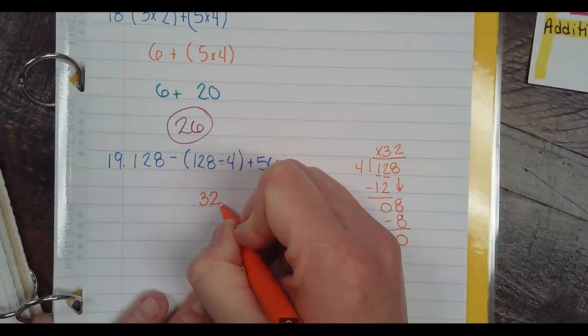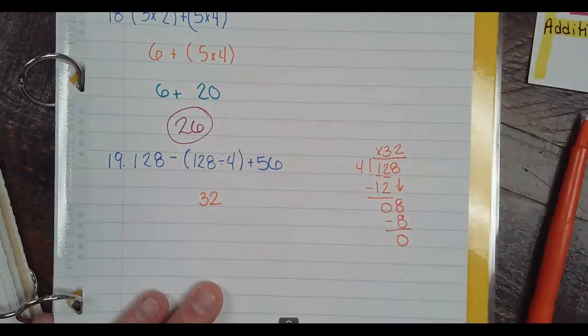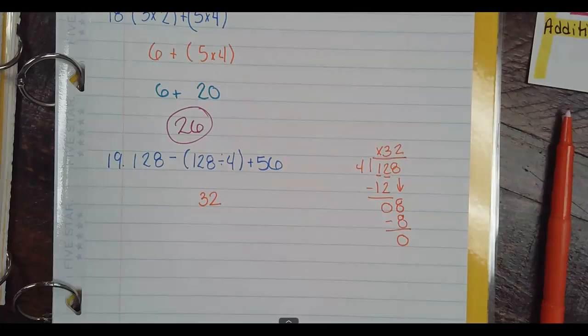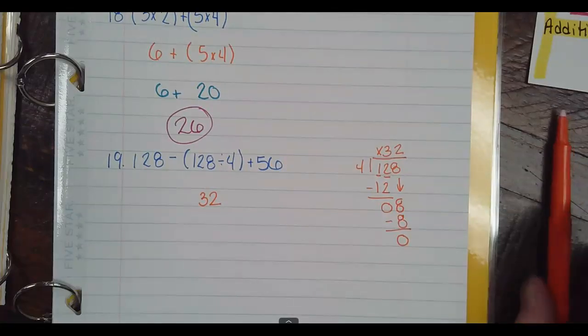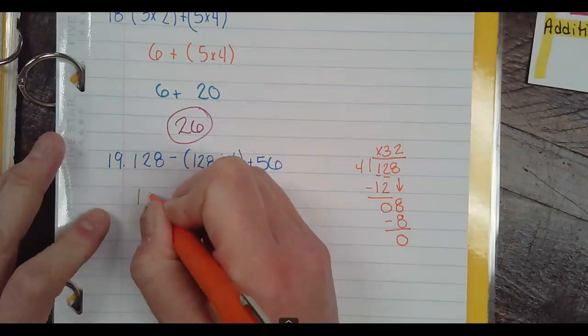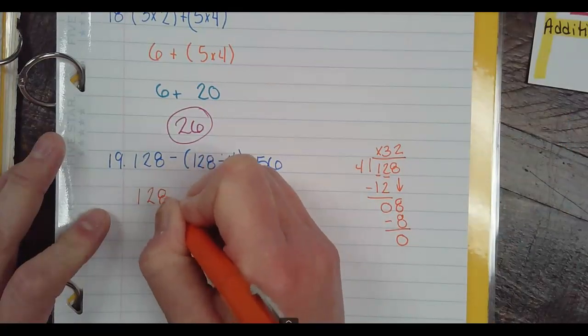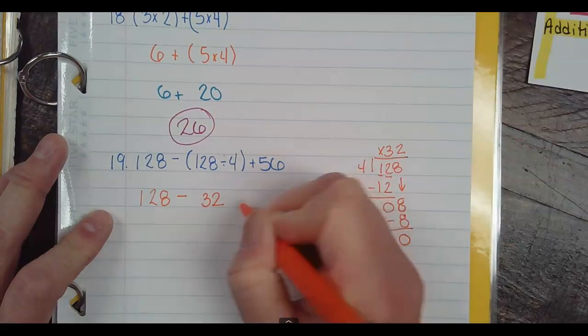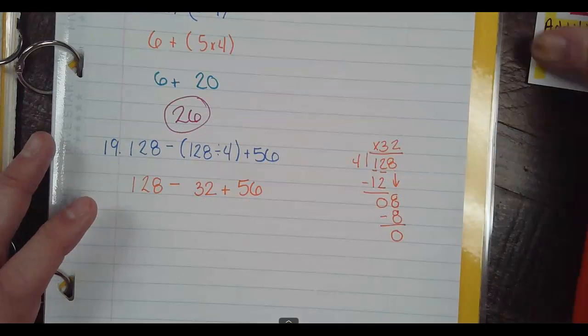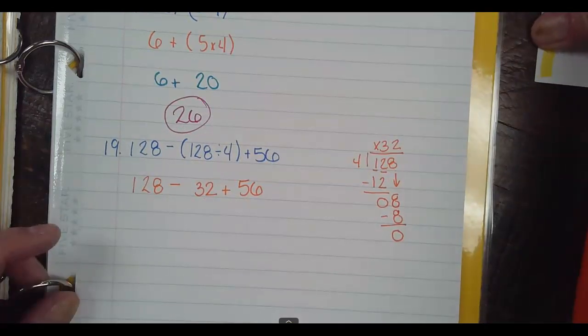See if you can get the next several steps. Try it on your own. So my friends are like, Miss Richardson, we're stuck. So let's rewrite the problem, right? Because we know that's the next step. 128 minus 32 plus 56. If I look at my card, what does my card say I have to do?